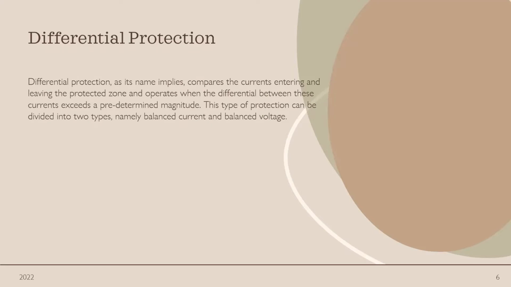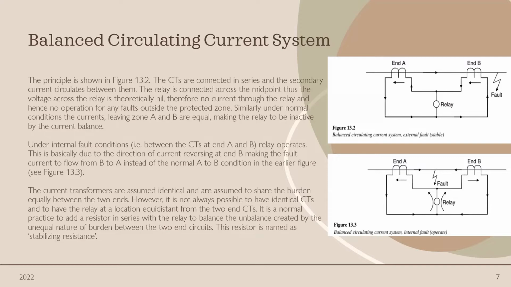Differential protection, as its name implies, compares the currents entering and leaving the protected zone and operates when the differential between these currents exceeds a predetermined magnitude. This type of protection can be divided into two types, namely balanced current and balanced voltage. Balanced circulating current system. The principle is shown in Figure 13.2.